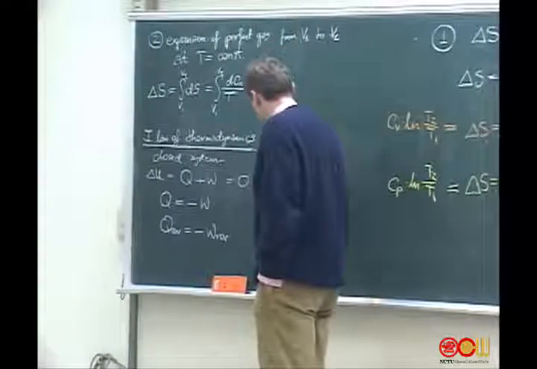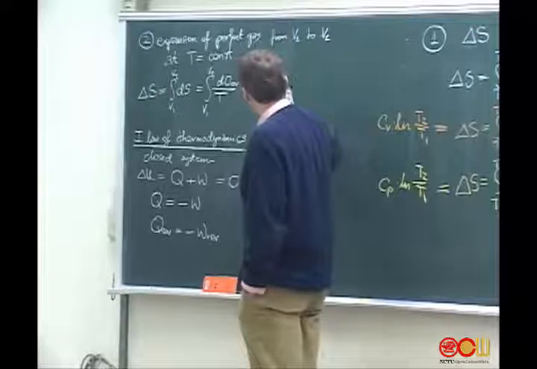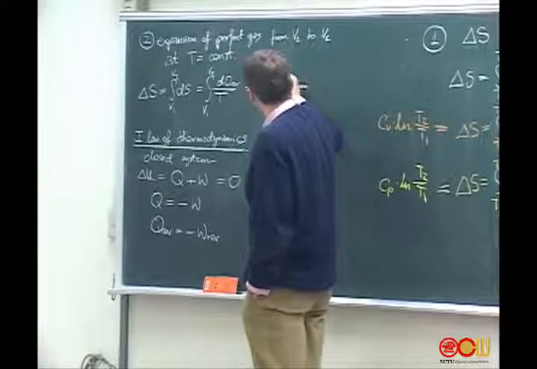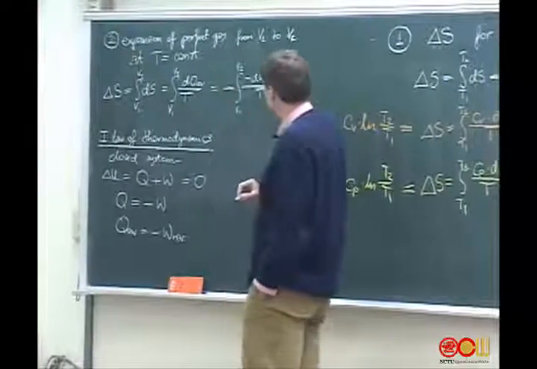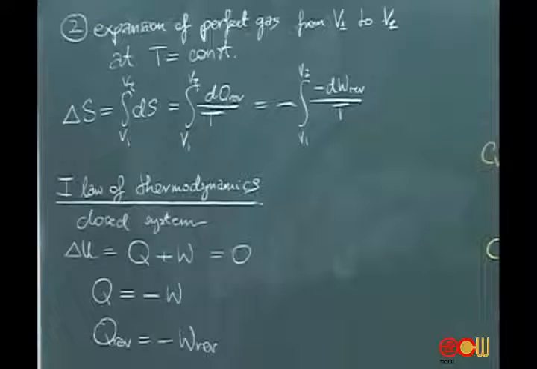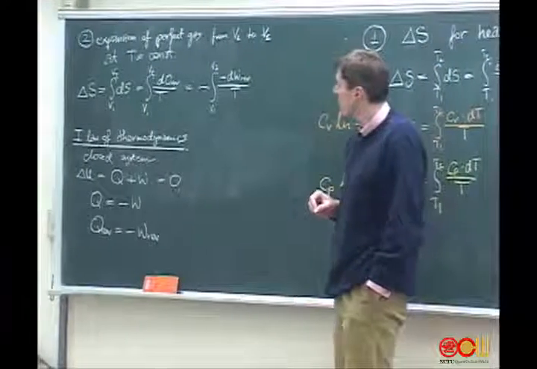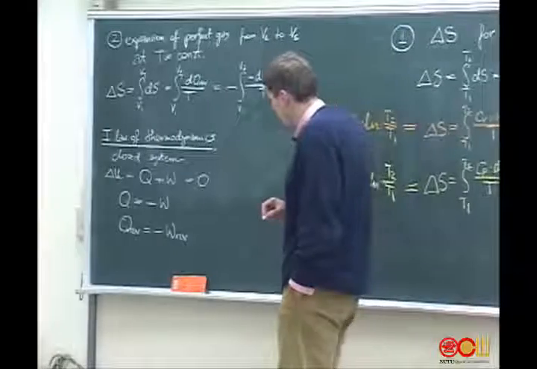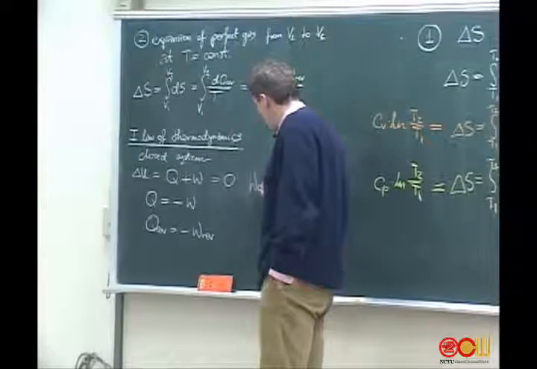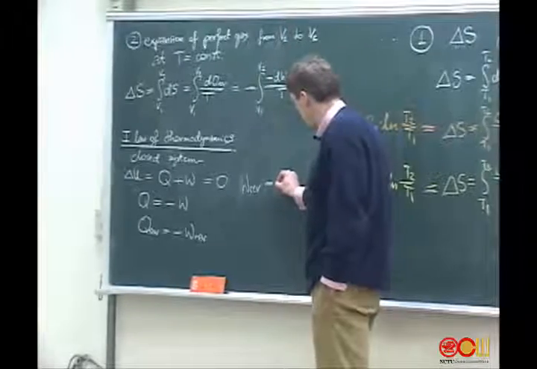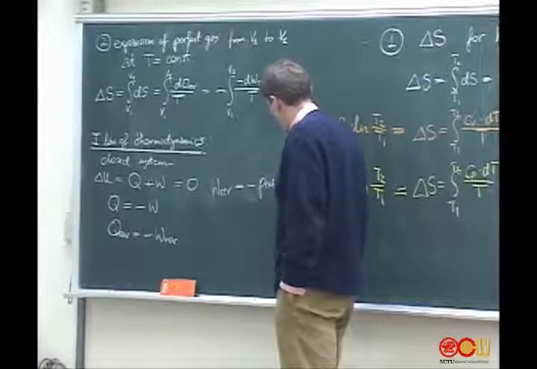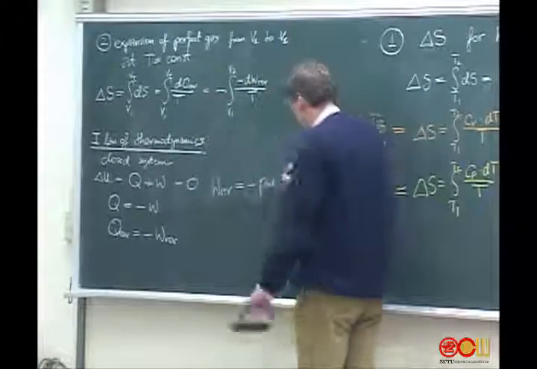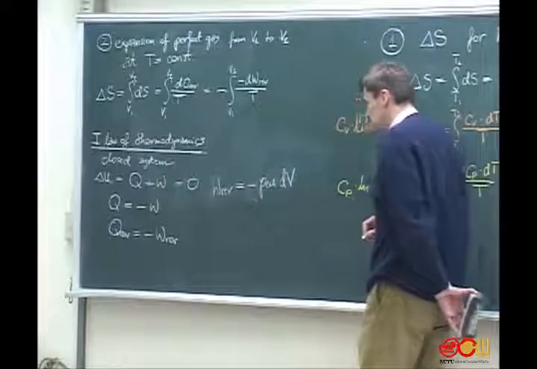we have that this is minus the integral from V1 to V2 of minus dW over T. Now, what is the work for the expansion? Oh, that's already much easier to calculate. We know that the reversible work is minus P external times dV. That's a small work.